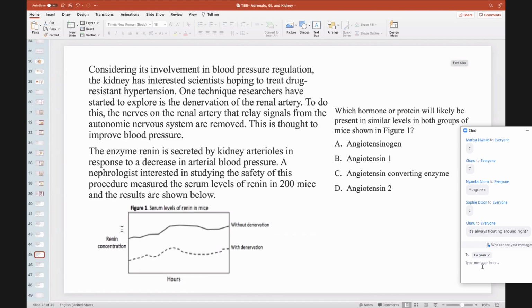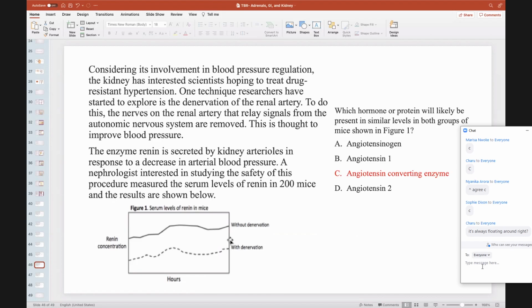A lot of you put C. It is C. So why? If we have angiotensinogen, and we have more renin, we will cleave all the angiotensinogen. So if we have more renin, we have less angiotensinogen. If we're cleaving that angiotensinogen, we're creating more angiotensin 1. And if we have angiotensin 1, we will be creating more angiotensin 2. So A, B, and D are all dependent on the concentrations of renin.